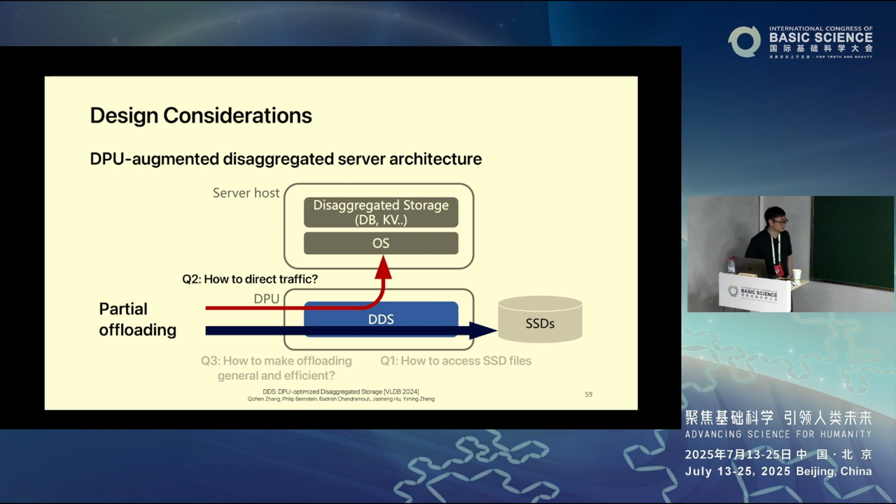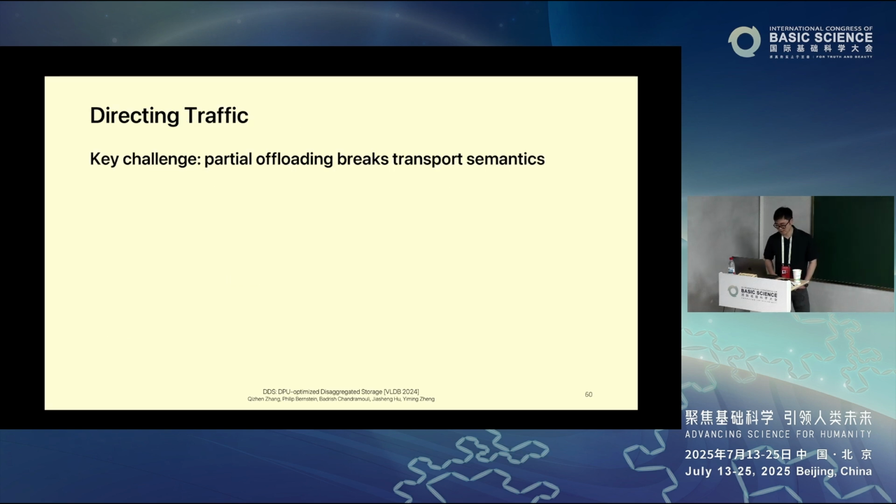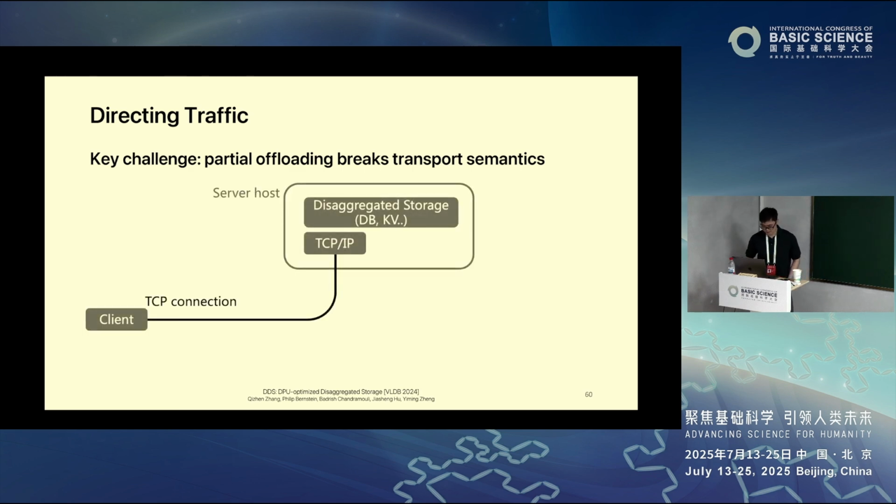Okay, I'm just going to talk about the second question and skip the final one, given the time constraint. The problem with separating traffic is that partial offloading, which means we offload some requests to the DPU and some requests are executed on the host, will break the end-to-end transport semantics. In a traditional disaggregated server architecture, the client establishes an end-to-end TCP connection with the server, and the requests and responses are communicated over this connection.